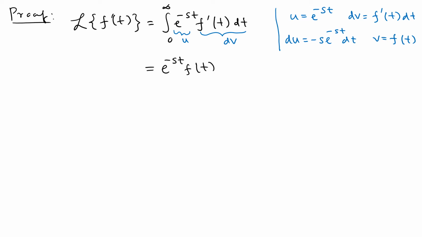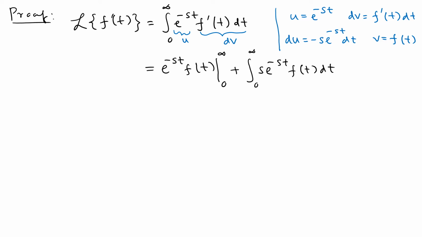And then we have the limit going from 0 to infinity, and then because of the minus sign, this becomes plus, and then we have the rest of the integral, 0 to infinity, so we have s e to the minus st f(t) dt. So that's the v du part.